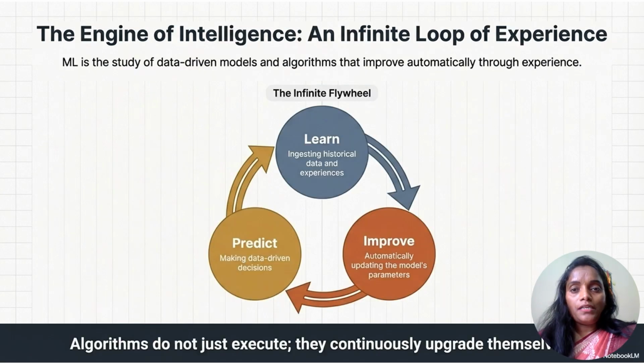Machine learning is widely used in various domains. In healthcare, it helps in disease prediction and diagnostics. In finance, it is used to detect fraud. And in e-commerce, it powers recommendation systems. In autonomous vehicles, it helps in navigation and decision making. These examples show how machine learning is impacting our daily lives.